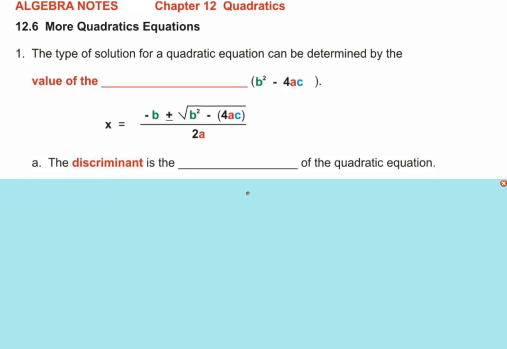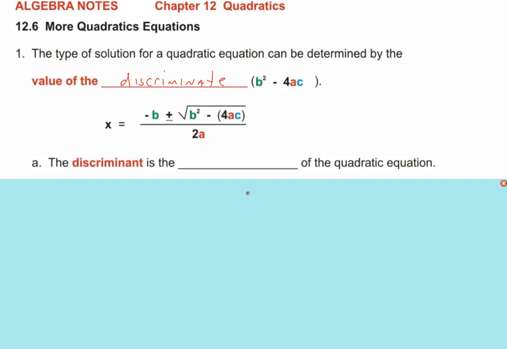All right, so number one, the type of solution for a quadratic equation can be determined by the value of the term here, the discriminant. D-I-S-C-R-I-M-I-N-A-T-E, the discriminant. You say, what is the discriminant? It's the radicand of the quadratic equation. The b squared minus 4ac is called the discriminant.